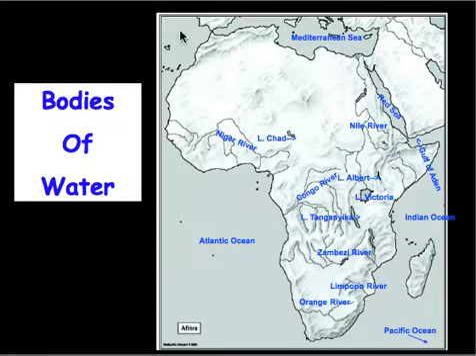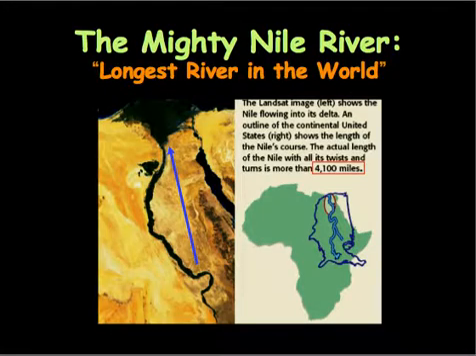You've got a bunch of bodies of water: Mediterranean Sea, Red Sea, Gulf of Aden, Nile River, Congo River, Niger River, Chad Lake, Pacific Ocean, Atlantic Ocean, Orange River, etc. So it's tons of bodies of water. You've got the longest river in the world, the Nile River. Okay, you can see it there. It starts here and goes up near the Mediterranean Sea.